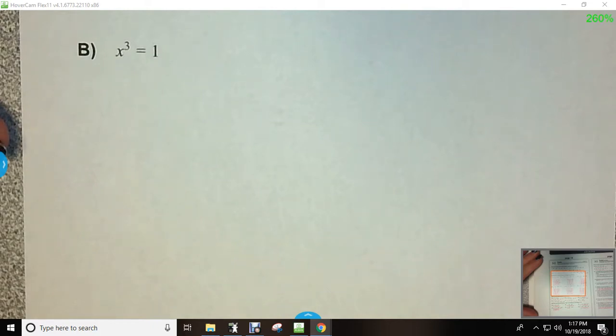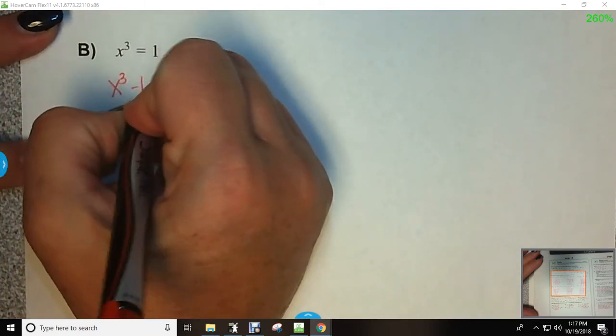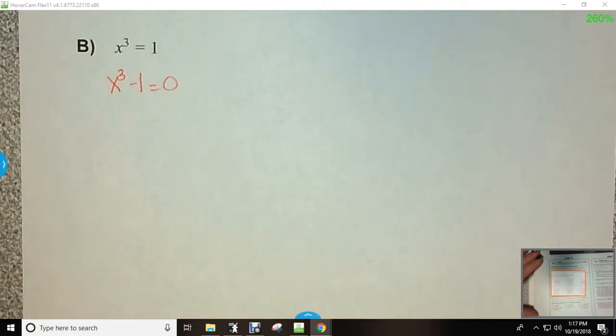Remember, when we took the square root of both sides, we always did plus or minus, so we got all the answers. I can't do that for an x cubed. So, move everything to the same side. And now I've got to try to factor this. You remember the factoring we did right before we started this set of notes?